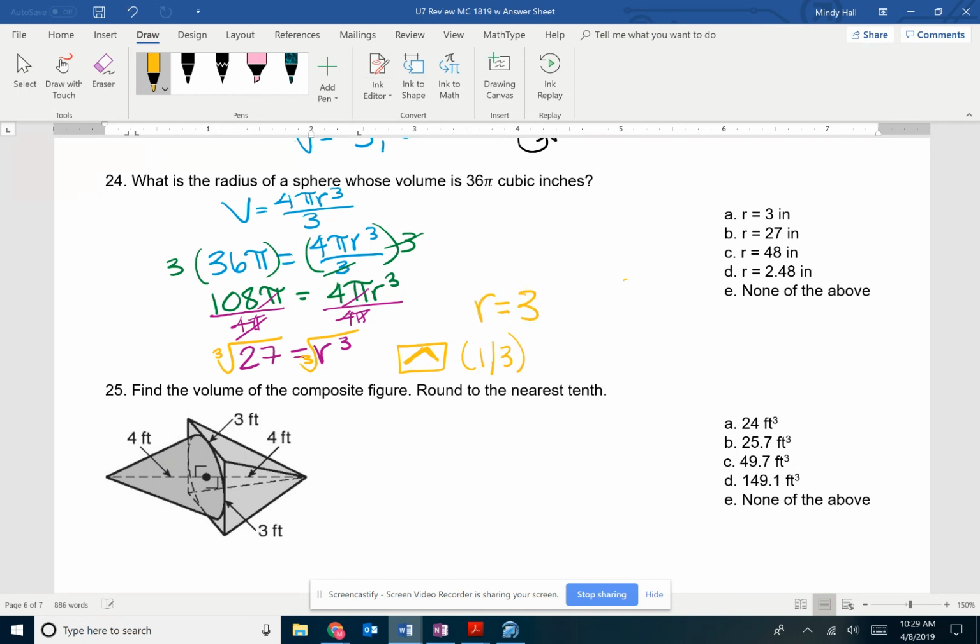And if you think about it, 3 times 3 times 3, this would be 9 times 3, and 9 times 3 is 27. So that 27, the cube root of 27 is 3. So then that would be A.